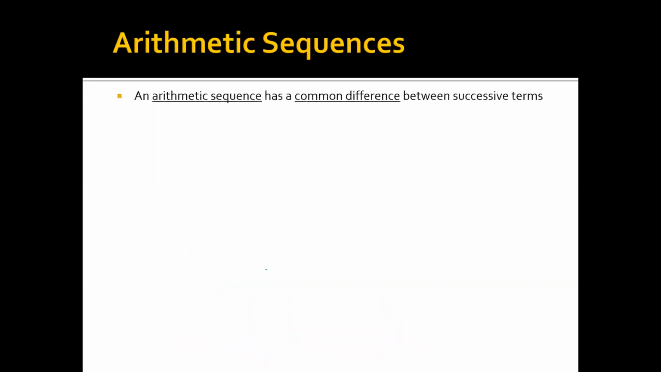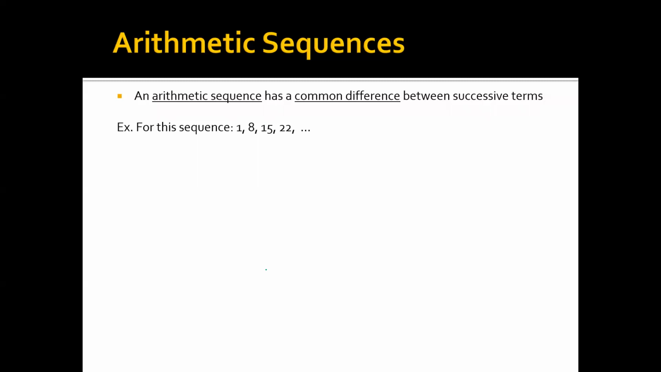So the first type of sequence we're going to talk about is an arithmetic sequence. An arithmetic sequence is actually something you're quite familiar with, believe it or not. It is a sequence where you have a common difference between successive terms. So that means that we're increasing or decreasing by the same amount each time, additively, right? So for example, in this sequence, 1, 8, 15, 22, and so on.